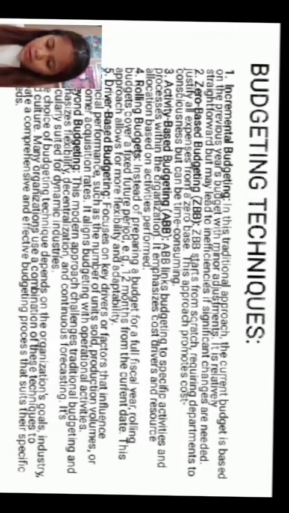Fourth is rolling budget. Instead of preparing a budget for a full fiscal year, a rolling budget covers a fixed future period, for example 12 months from the current date. This approach allows for more flexibility and adaptability.